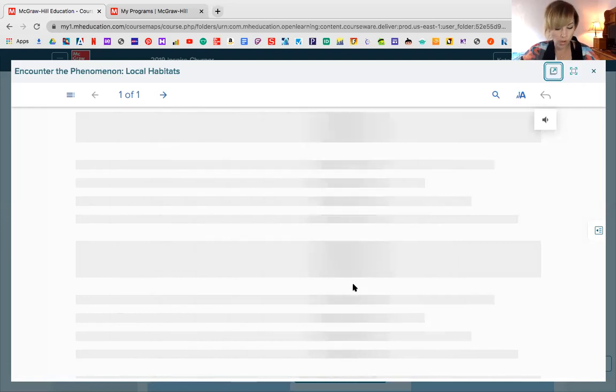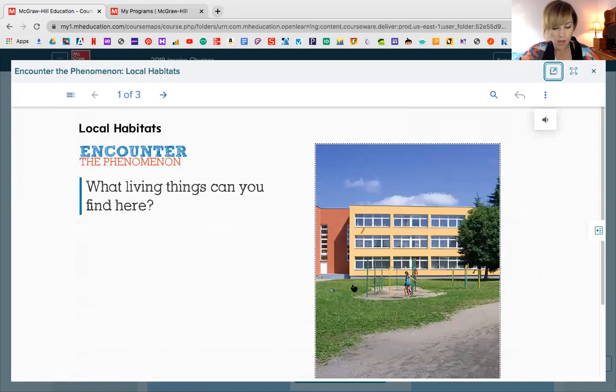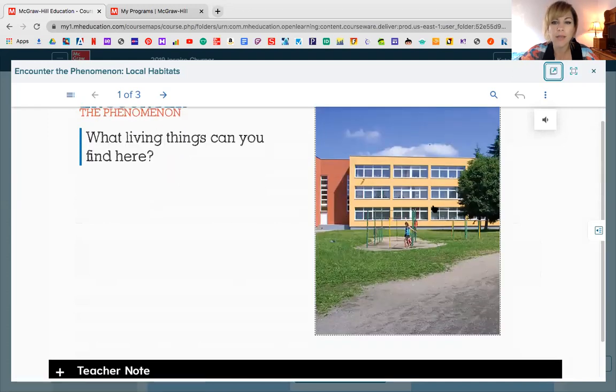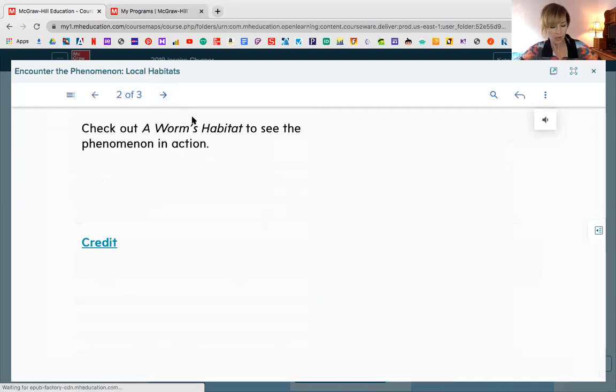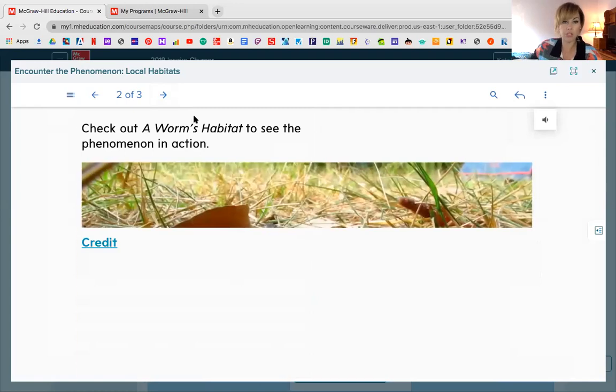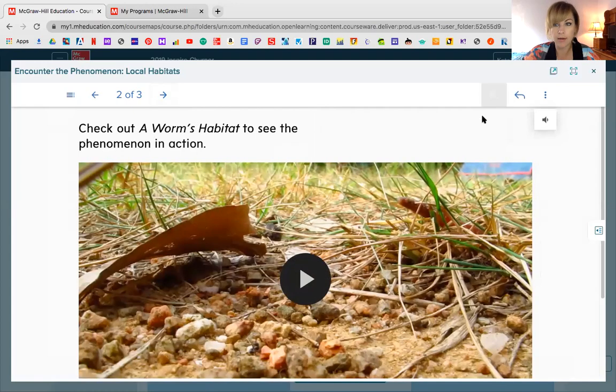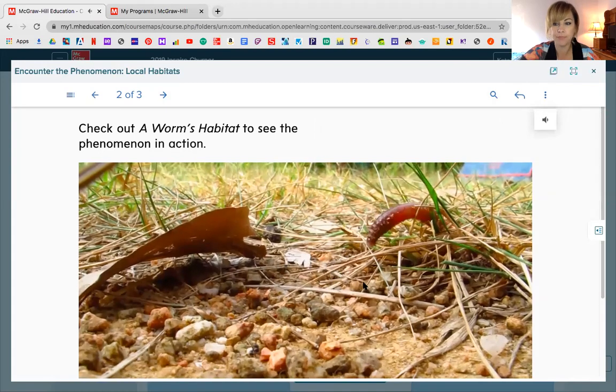We're talking about local habitats this week, and what living things can be found in certain places. We're even going to be talking about places where we live. So it looks like we have our school, and unfortunately we're going to be doing it more from our homes. But they're talking about habitats that might be found at your school or possibly at your house. Okay. Before we answer this question, we are going to watch the video called A Worm's Habitat. Oh my gosh, let's check this out.